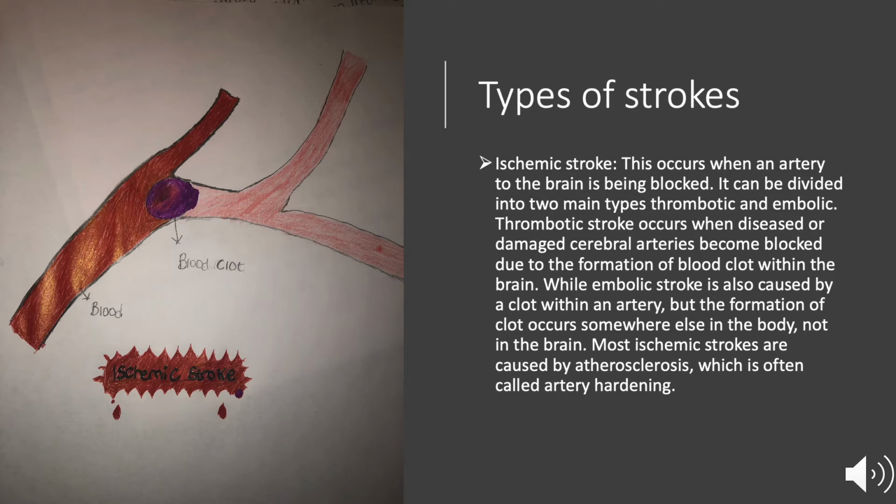Most ischemic strokes are caused by atherosclerosis, which is also called artery hardening. Atherosclerosis occurs when fat and cholesterol build up in the arteries or blood vessels, causing arteries to narrow.